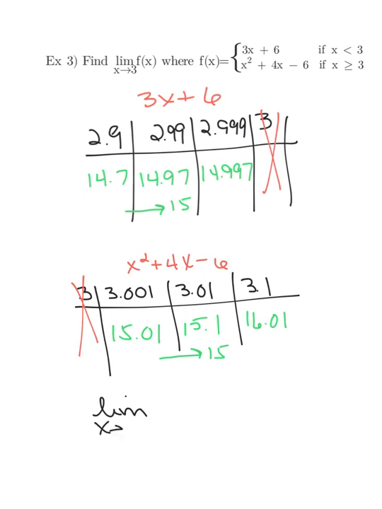The limit as x approaches 3. Now, when we have a piecewise function that has two different things, we just put the name of the function in for f of x, instead of the entire function. What y value were we getting close to from both sides? 15. If we had gotten two different answers on our pieces of the table, then we would say that the limit does not exist. In order for the limit to exist, you must approach the same number from both sides.